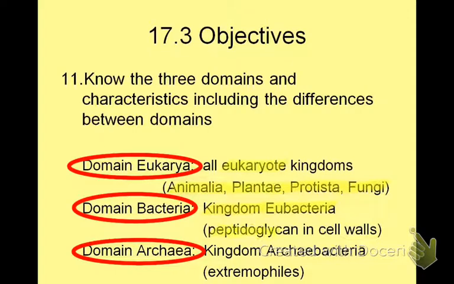And the main thing you need to know about kingdom Eubacteria is that there's a chemical called peptidoglycan found in their cell walls. Domain Archaea is kingdom Archaebacteria. And if you look at Archaea and Archaebacteria, it starts with the prefix archae, which means old. These are called extremophiles. We'll get into what that means a little bit later on. But extremophiles means that they like extreme environments. Phil means like or love. So they like extreme environments.